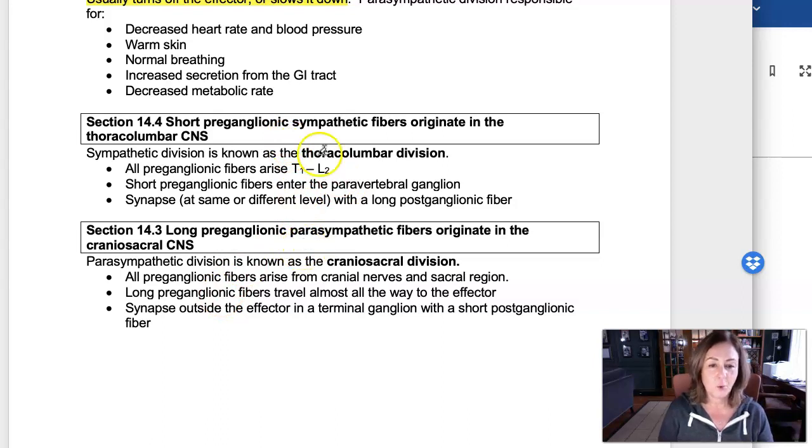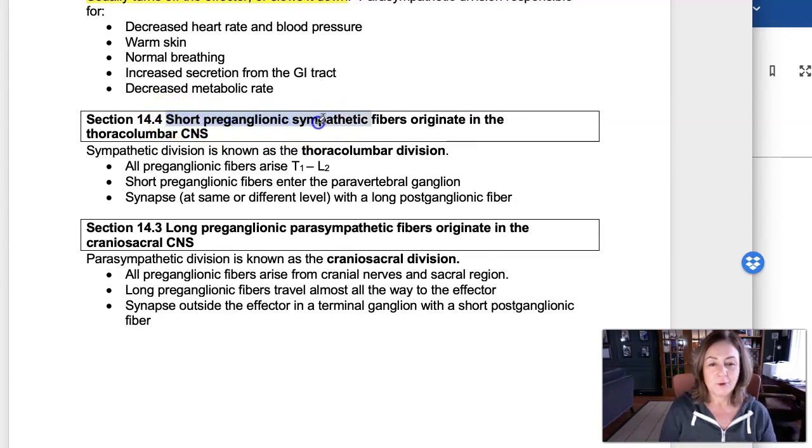I talk about that at the bottom of page 10, plus I'm talking about where those fibers are exiting the cord. I'll mention here, and I'll show you this, that there are short preganglionic fibers in the sympathetic division, and all of those arise from the thoracic and lumbar regions of the central nervous system. Compare that to the parasympathetic division. The preganglionic fibers are long. They go almost all the way to the effector organ. They synapse in a ganglion and send a short postganglionic fiber into the effector, and all of those long preganglionic fibers exit the central nervous system through cranial nerves and in the sacral region.